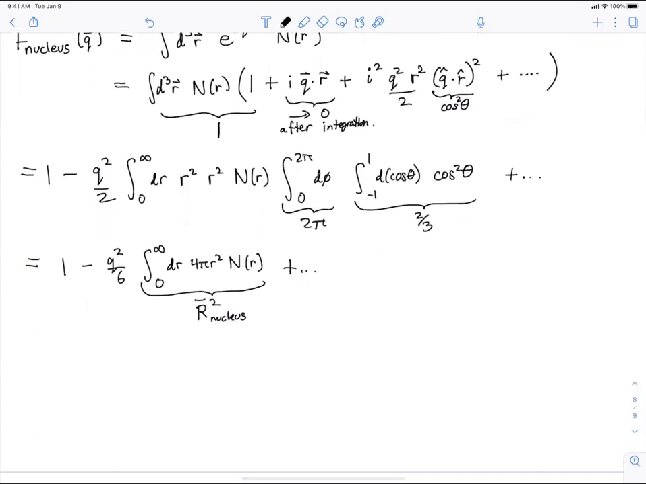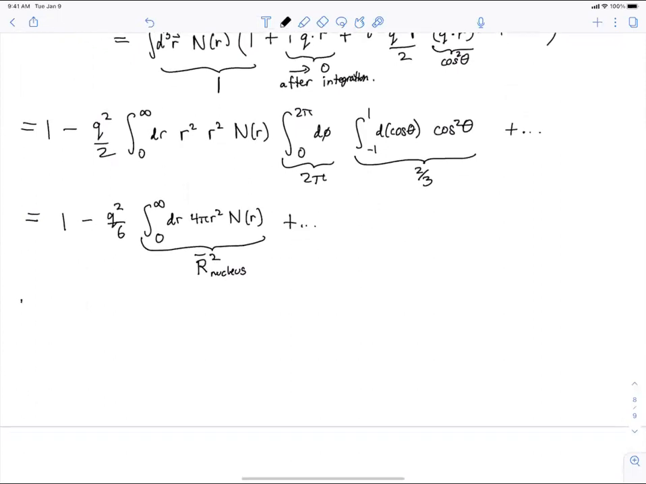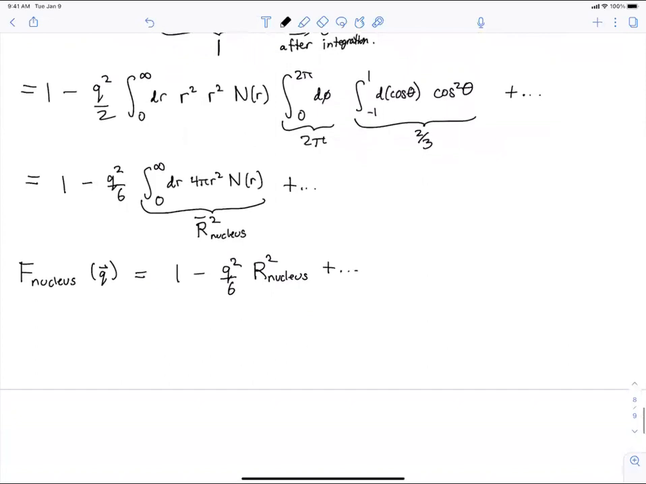bar squared. And so all that we've learned here is that the form factor for a nucleus to first approximation is 1, which it would be if it were point-like, minus q squared over 6, that depends on the scattering energy and the scattering angle, times the radius of the nucleus squared. And so if I can measure the form factor by measuring the differential cross-section, I can check that it hopefully matches to this form. And if it does match to that form, then I've learned something about the radius of the nucleus squared.